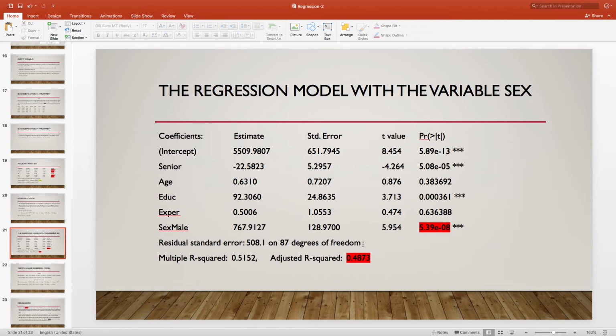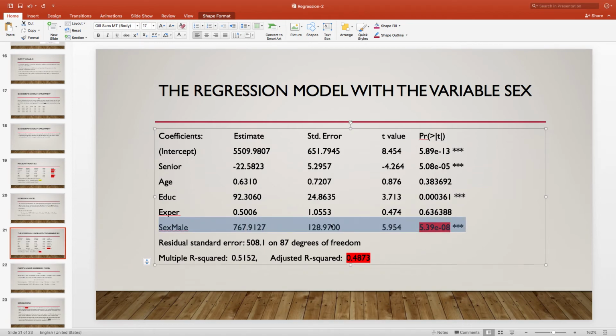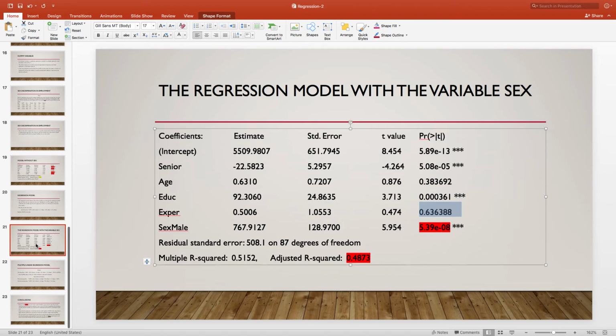And one other important metric is that the adjusted R-squared jumped up from 28% to 48%. This model explains 48% of the data, which is much higher than when I excluded this variable from the regression model. And one thing that you should notice is that by including the variable sex, it changed the estimates of all of these. It also made experience now insignificant. So it can affect both the estimate and whether it's important for the regression when you add a variable. Please pay attention to that.